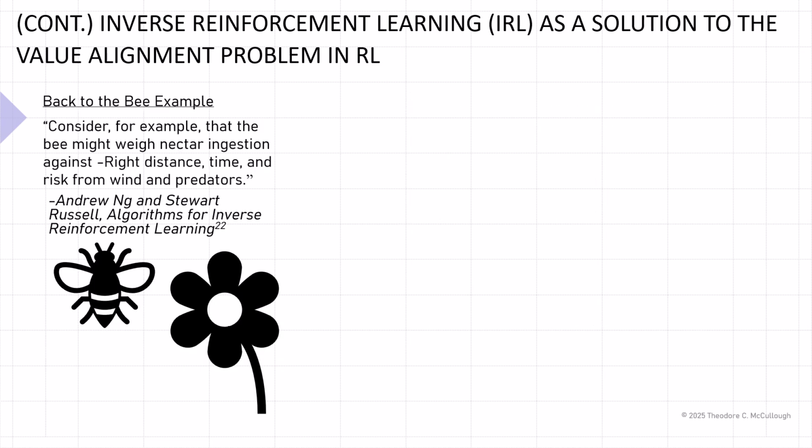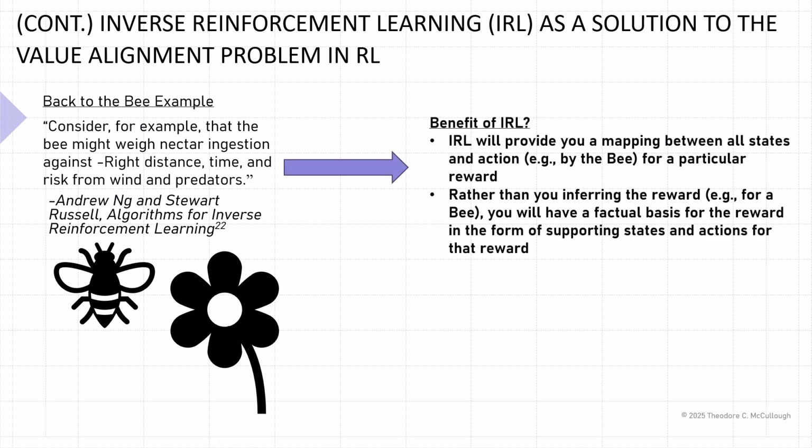So getting back to the bee example for a second, according to Ng and Russell, one needs to consider the possibility that the bee might weigh nectar ingestion against the flight distance, time, and risk from winds and predators. So what is the benefit of inverse reinforcement learning? Well, inverse reinforcement learning will provide you a mapping between all states and actions by, say, a bee for a particular reward. And rather than inferring the reward for the bee, you will have a factual basis for the reward in the form of supporting states and actions for that reward.